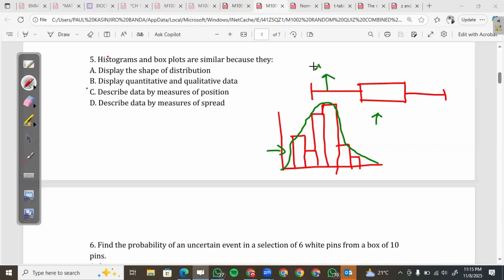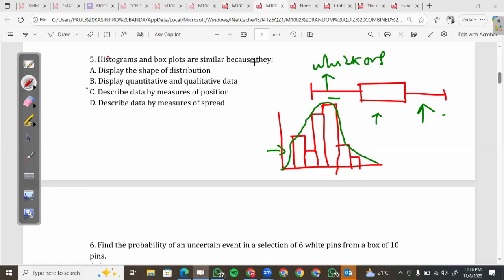These are called whiskers. The side that has the longer whisker, we are going to say the data is skewed to that side. So if my right-hand whisker, this one here, is longer than the whisker on the left, then we are going to say this data is right skewed or positively skewed. Both the box plot and the histogram just show us the shape of the distribution.